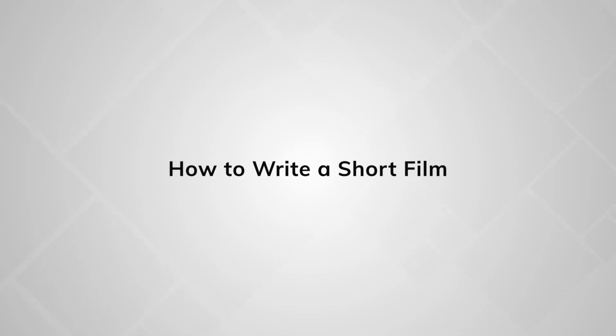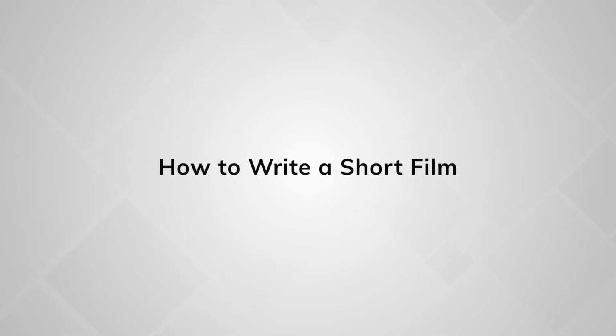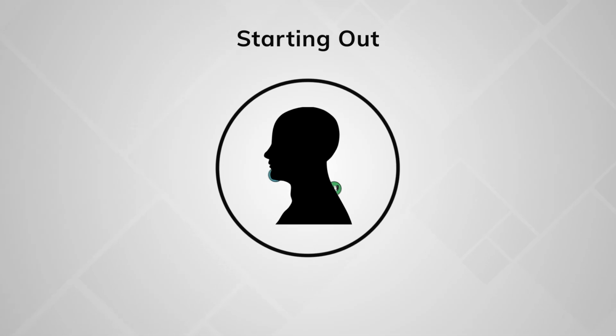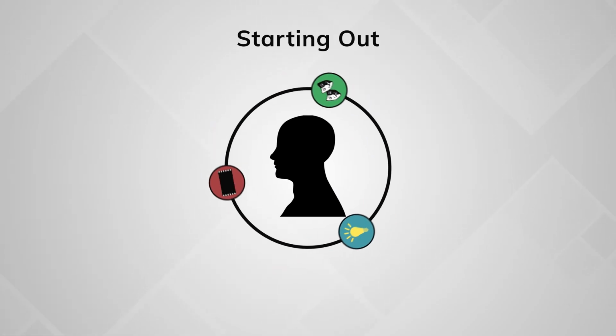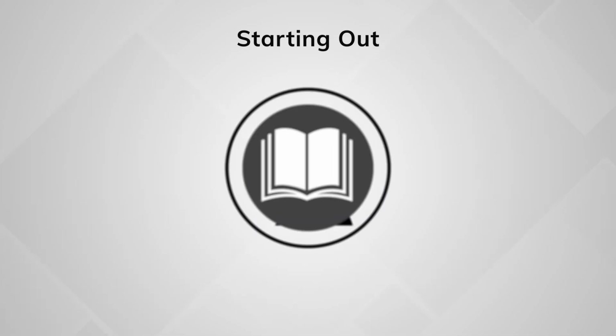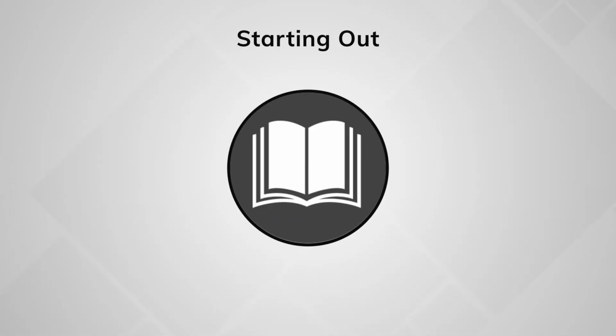Now, with all that out of the way, I'm going to show you how to write a short film. So you're starting out with a few ideas. You've got a scene or two in your head, and maybe you have a concept or genre. Now let's start organizing and developing your story into something that's clear and focused.